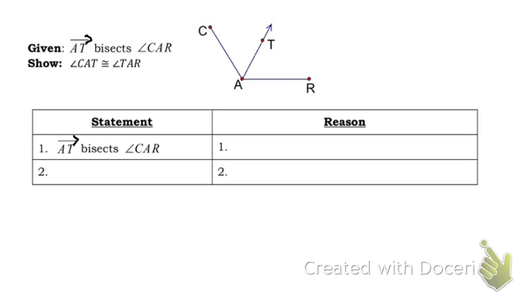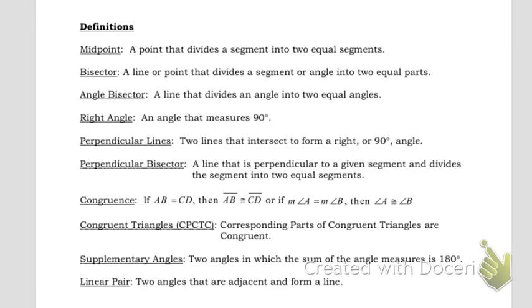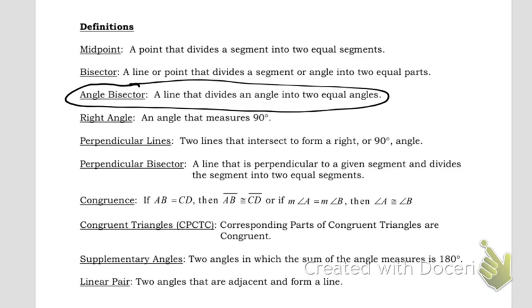Once again, before I do anything else, I'm just going to throw that down there, and I'm going to say, you told me I can write that, and so that's going to be my given. Now, I'm telling you right now that AT bisects CAR, which is shown right here. 99% of the time, you are going to look up what it means to bisect something. So you're going to go straight to your definitions, and you're going to look up angle bisector. So without even looking at what I need to do, I'm going to look up what angle bisector means, and that is a line that divides an angle into two equal angles.